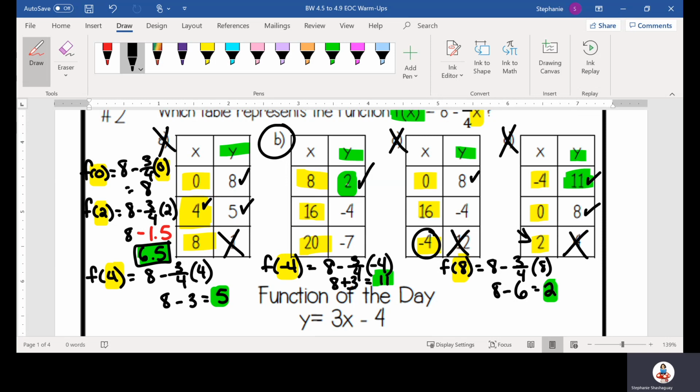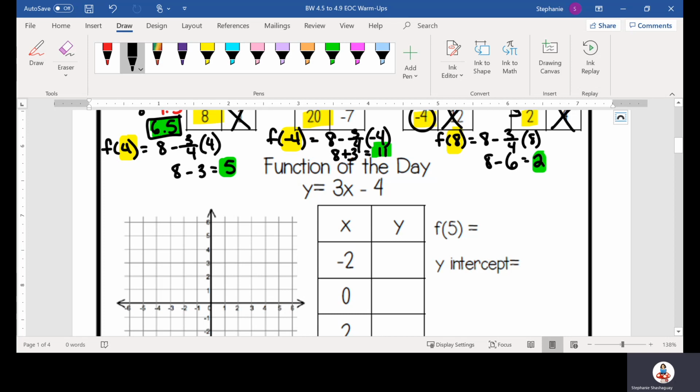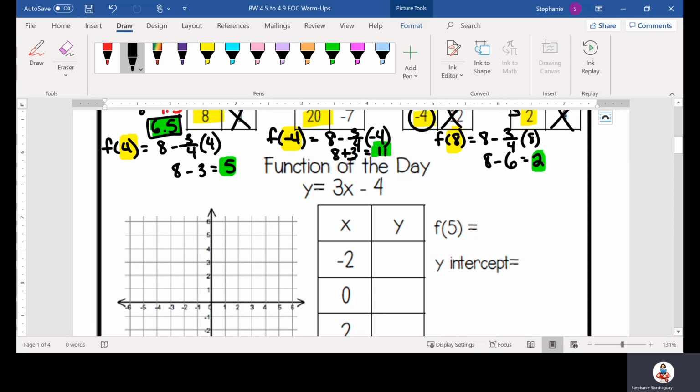So if you want to, you can go ahead and plug in those inputs of 16 and 20. You do get the output of -4 and -7, but if I've eliminated every other answer choice, I'm going to move on. All right, function of the day, we have y equals 3x minus 4. This gives more practice of plugging in an x value to get a y value.